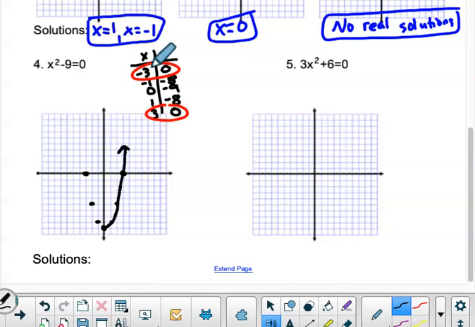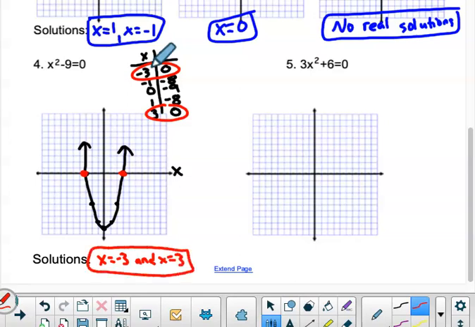Okay. But what's happening here is we are crossing the x-axis in 2 different spots, right here and right here. So since the graph is crossing in 2 different spots, that means that there's 2 answers. One of them is at x equals -3. One of them is at x equals +3. So that's how you solve by graph.